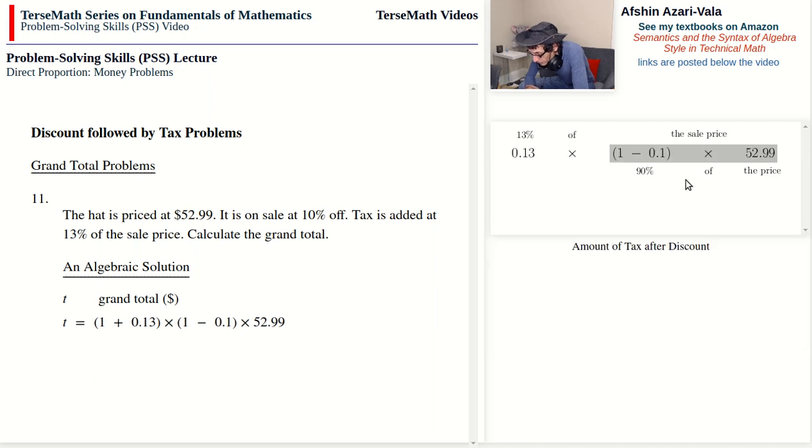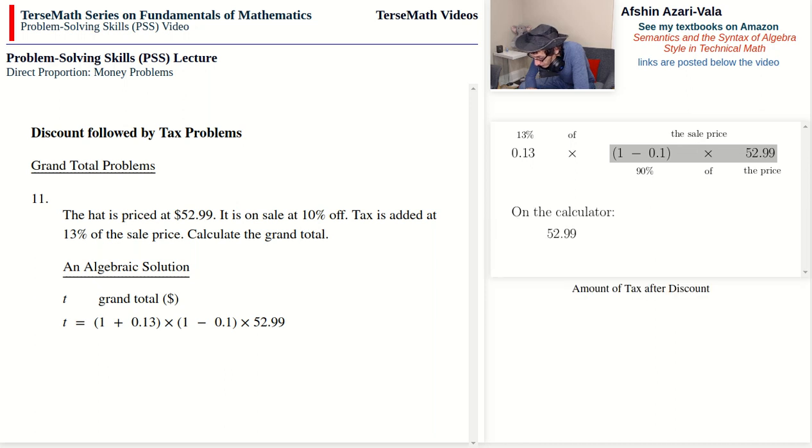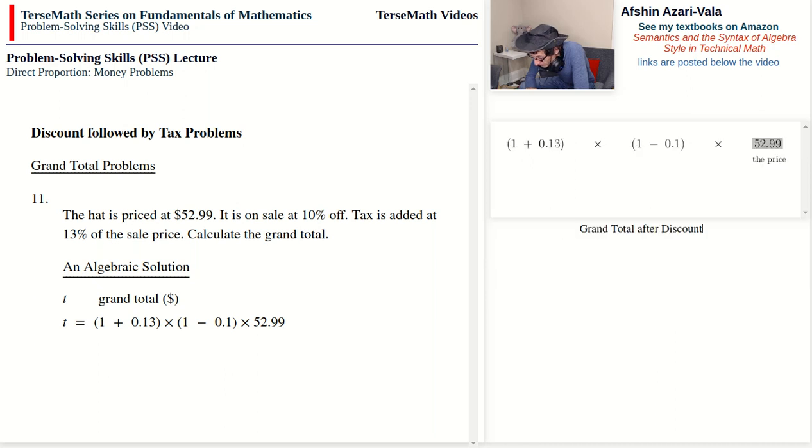The image on the right side makes it a bit more clear. We've got $52.99, which is the price. So we start with that piece, and then we find 90% of it. So that becomes the sale price. And this is actually for the amount of tax. I think we should go ahead. There we go. So we have $52.99, which is the price, and then we include another factor. We find 90% of the price, and that gives us the sale price. And then we find 113% of the sale price, which gives us the grand total.